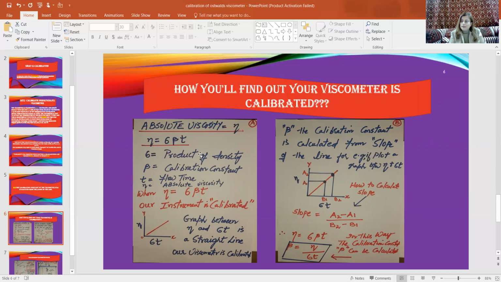How are you going to find out the density? With the help of a pycnometer, which I just mentioned. I will explain in my next video how you're going to calculate density. It's very easy, and I will show you how you will do it.